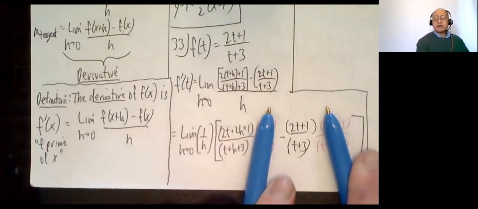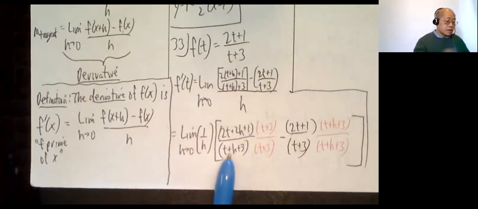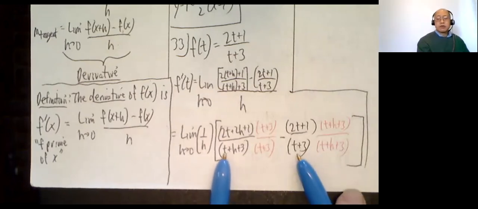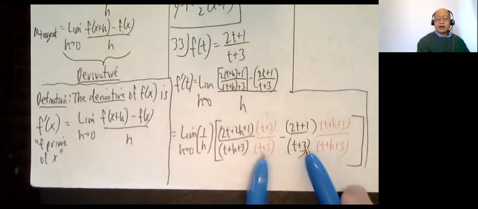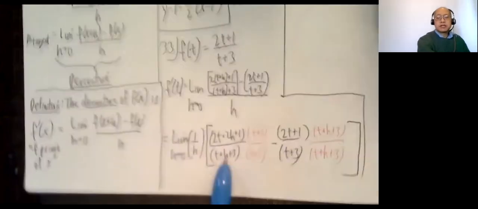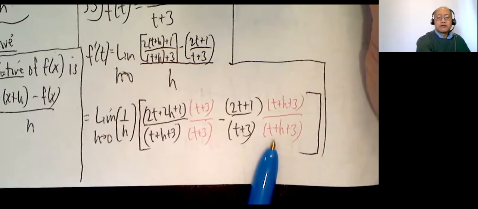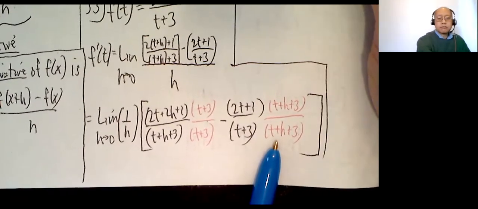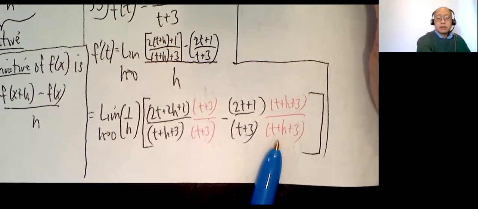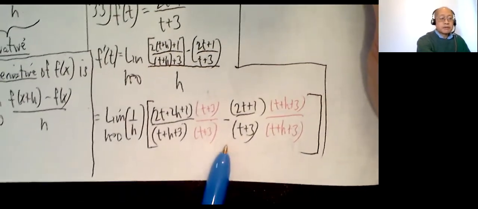So now what's the red stuff? That's getting my common denominator, right? So what's the common denominator here and here? Well, the game works, whatever is on this side, you need over there, and whatever is on that side, you put over there, right? So t plus h plus 3, t plus 3. To get a common denominator, this side needs t plus 3 over t plus 3. This side needs t plus h plus 3 over t plus h plus 3. Okay, so the denominator is now t plus h plus 3 times t plus 3.